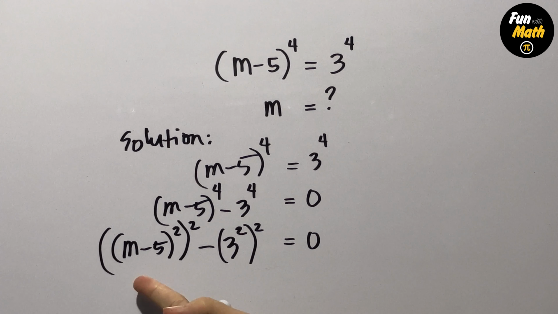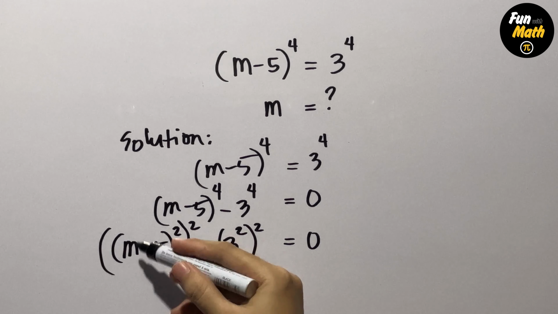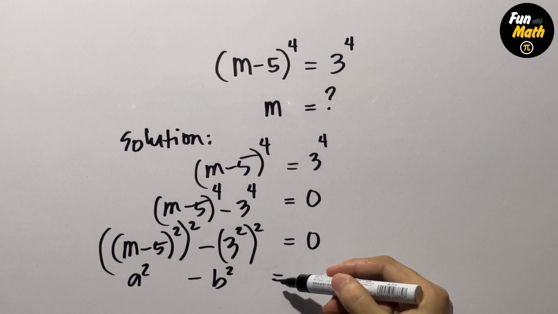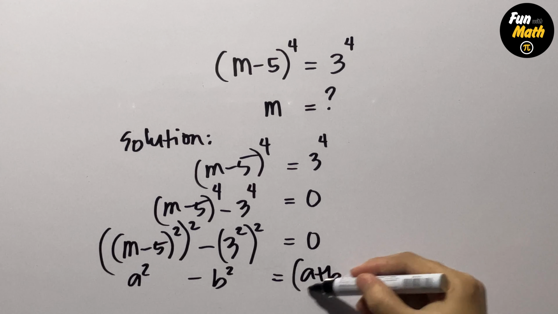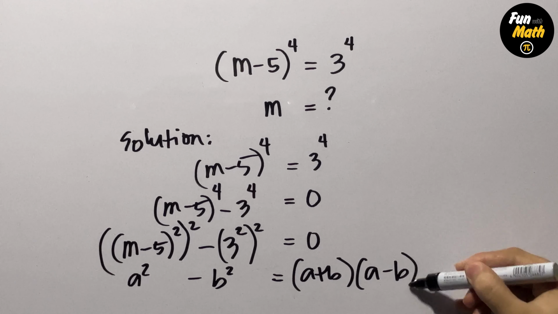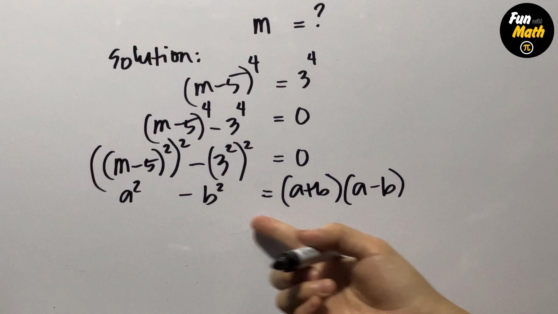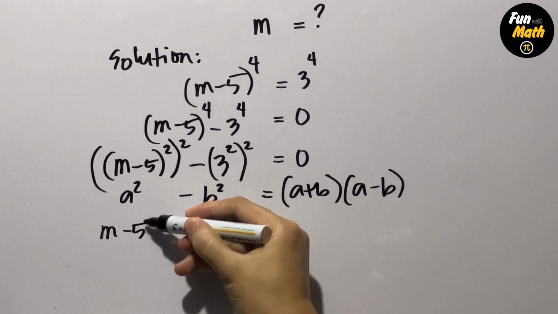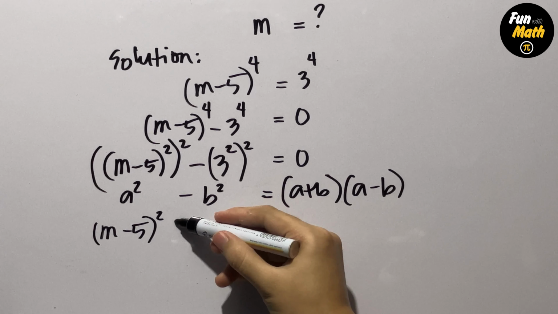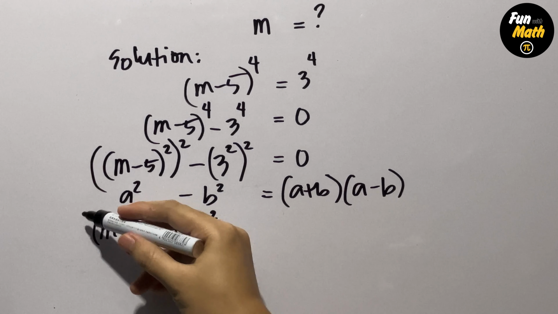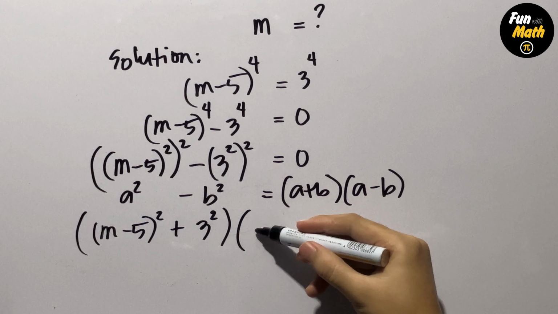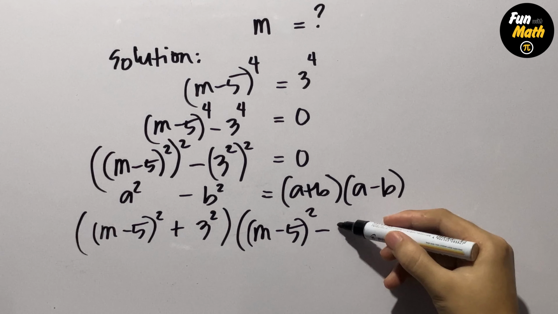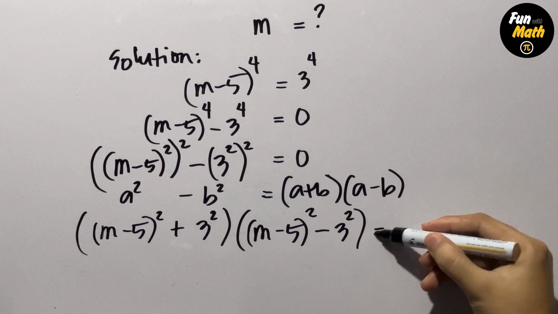Now, if you observe, this looks like an identity, a^2 - b^2, which is also equal to (a + b)(a - b). Following this identity, for this one, we can write it as ((m - 5)^2 + 3^2) times ((m - 5)^2 - 3^2) is equal to 0.